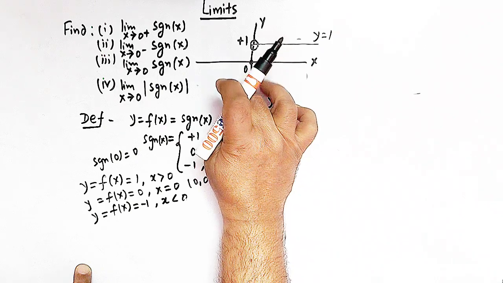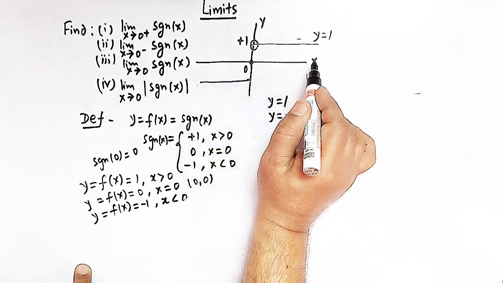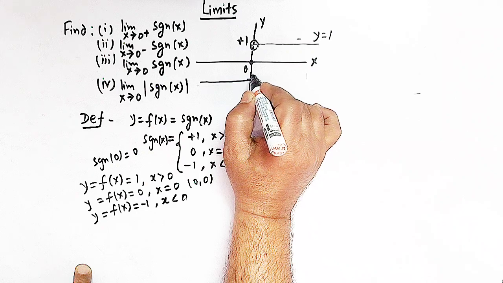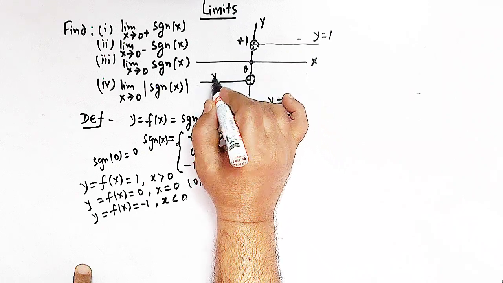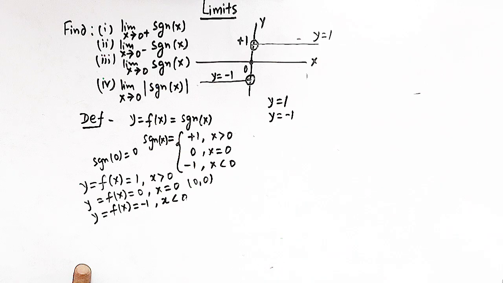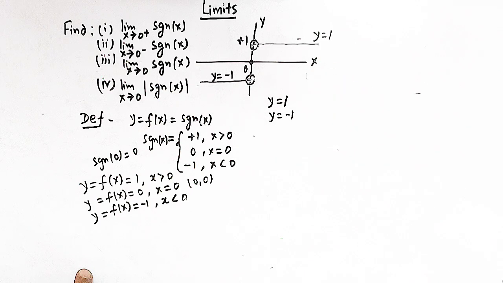Here we have the line which is again parallel to x-axis, and this point is not included. So this is our line y is equal to minus 1. This is the graph of signum function.